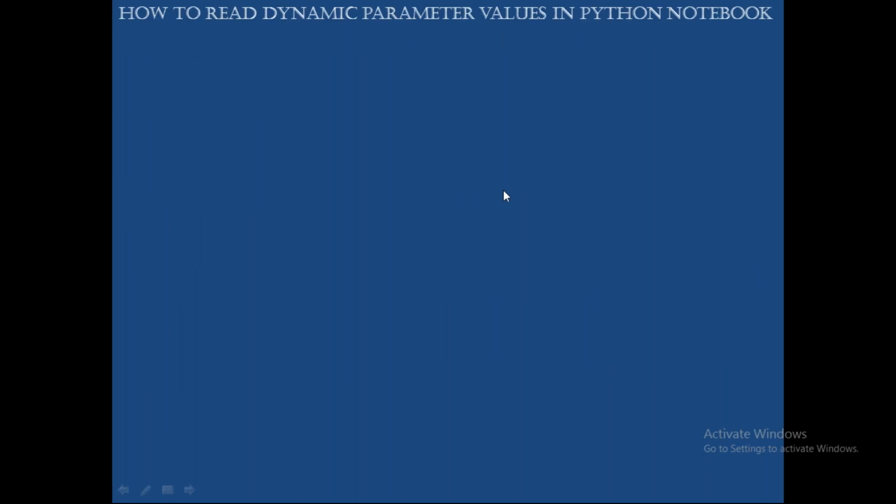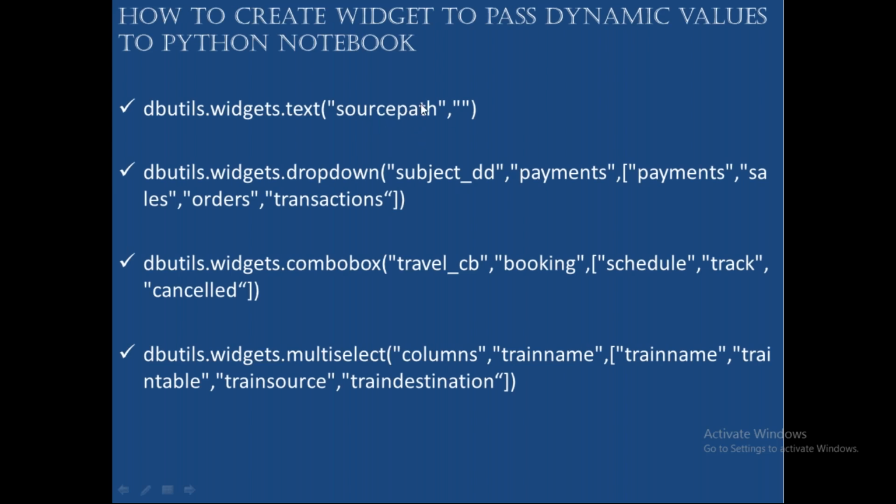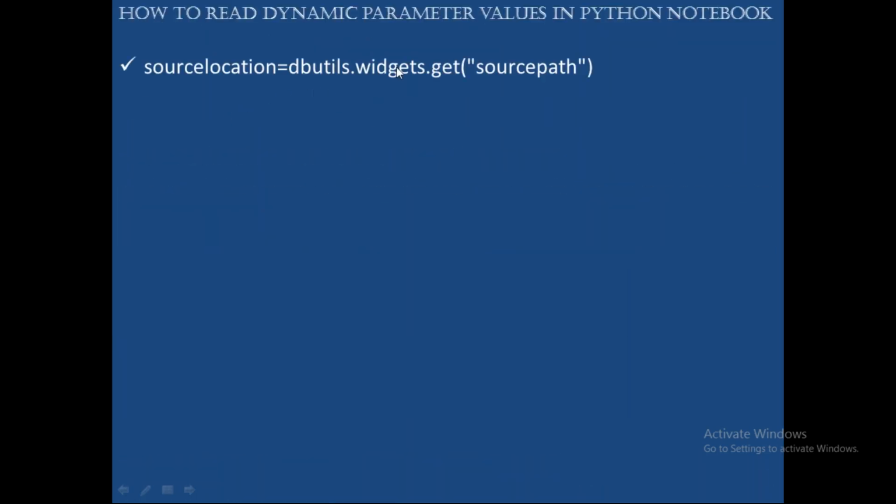So how to read these values? This is how: dbutils.widgets.get. Get is what parameter? So what is the widget name? The widget name is source path. If you give source path, whatever value you have assigned to this particular widget, let's go back and see, source path, here you can see. Whatever value you have assigned to this widget, that value you are going to read. Once you read it, you are going to assign it to source location. This is my variable.